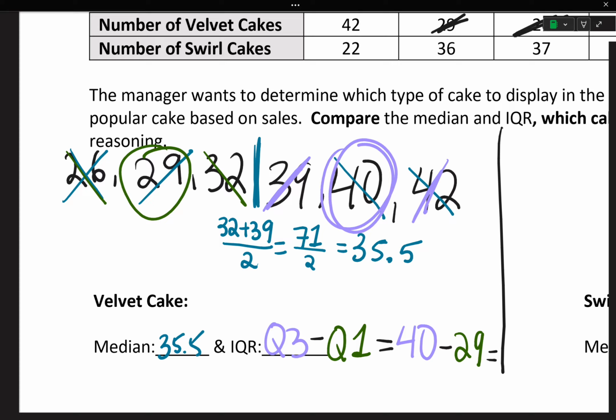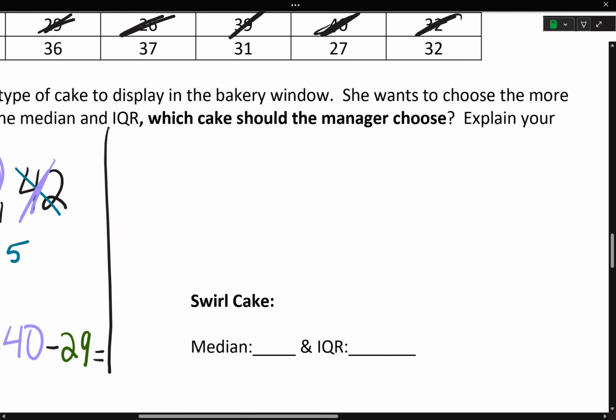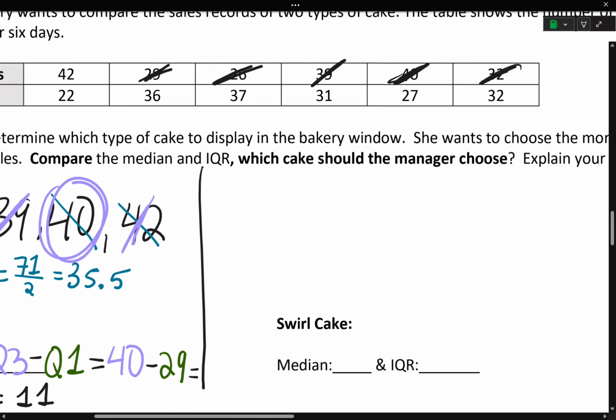Well, 40 minus 29 is 11. That means we have at least 11 more or 11 less cakes than 35 and a half cakes, so than the median. Let's see the median and IQR for the swirl cake.